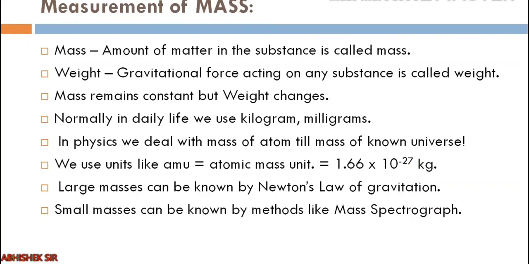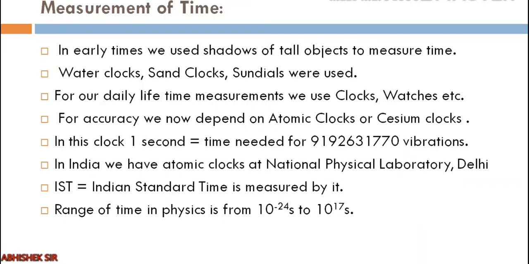Now, large masses can be known by Newton's law of gravitation, and for small masses, we can use methods like mass spectrograph. Okay, right now we don't have any utility of these mass spectrograph methods, so we won't study that in detail. Just remember the name. For measuring very small masses, we use a method like mass spectrograph. Clear? Now moving to the last topic of this video, that is measurement of time.